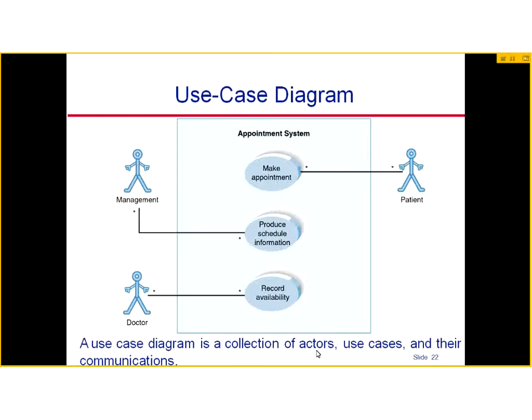So a use case diagram is a collection of actors, use cases, and their communication. Patient, management, and doctors are actors; record availability, produce schedule information, and make appointments are use cases. And this boundary is actually defining the appointment system.